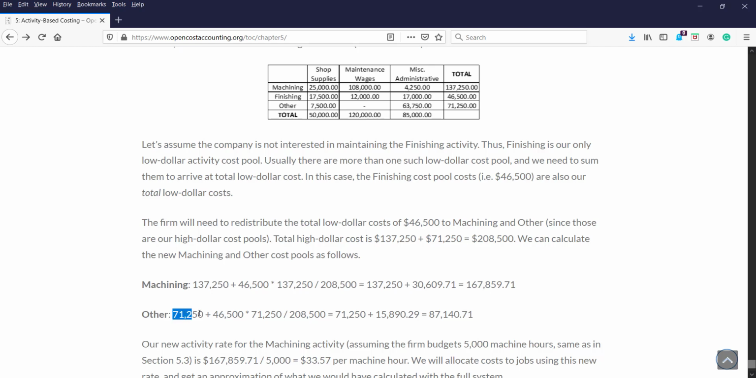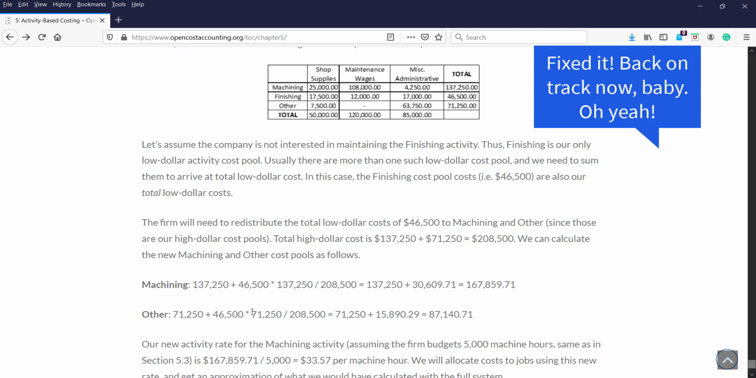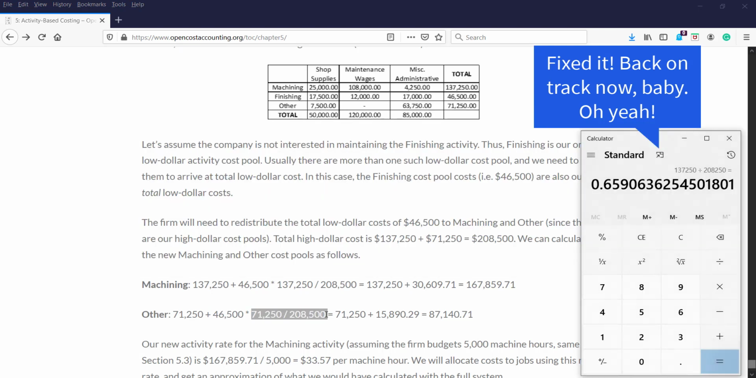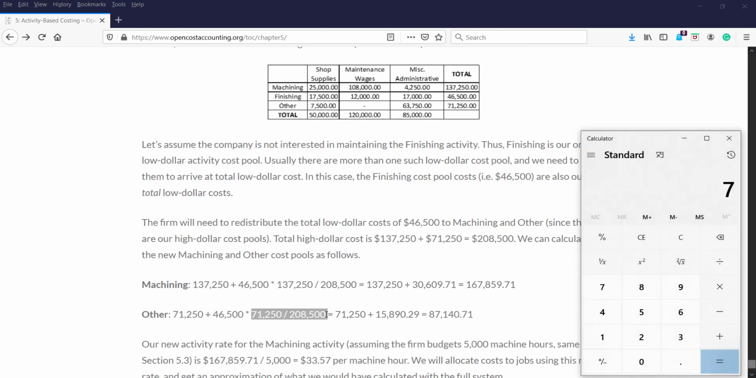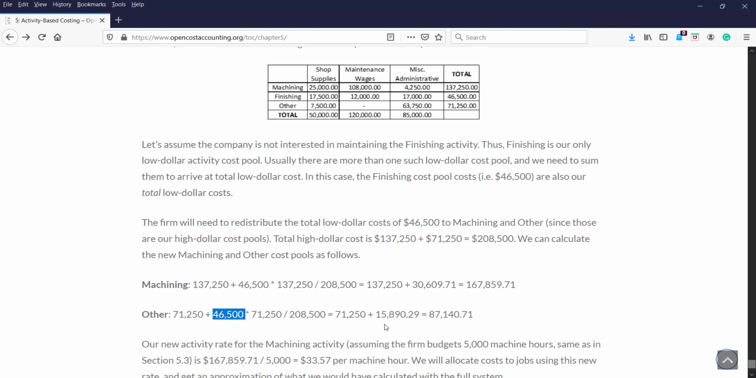It's 71,250 originally, and we're going to take this right here, which is our 46,250, and the percent that other is of our high dollar cost pool. So that's 71,250 divided by 208,250,500. And we end up with about 34%. So that 34% times that 46,500 gives us $15,890.29. And when we add that to the existing other costs, we end up with $87,140.71 in other costs now.